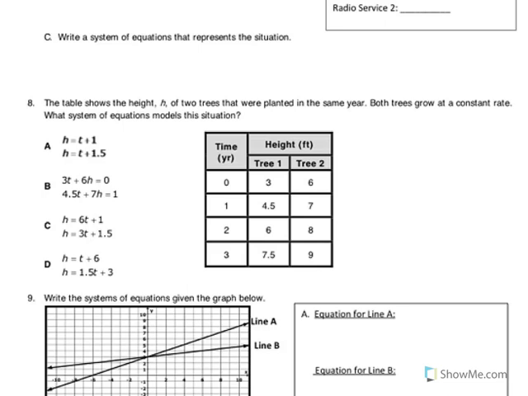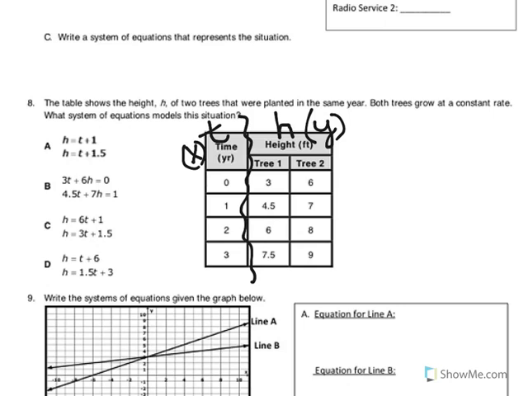Okay, it says the table shows the height h of 2 trees that were planted in the same year. Both trees grow at a constant rate. What is the system of equations that models this situation? So it's telling us here the height is h. And we can look in the equations, and they're using t for time. So here's the t. This would be kind of like the x in a normal equation, and the h would be kind of like a y. So let's see what we can figure out.